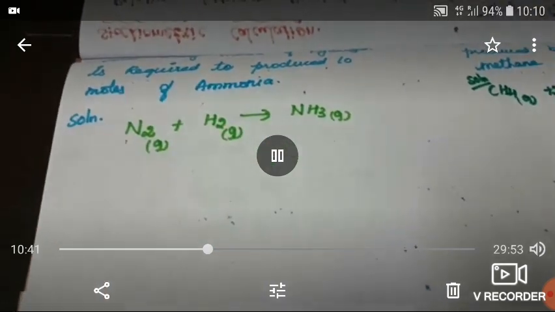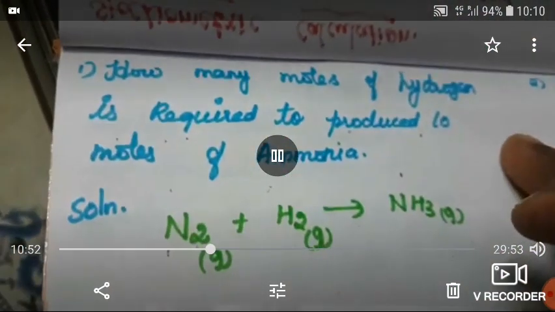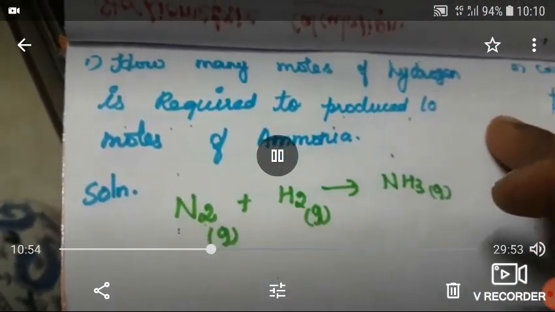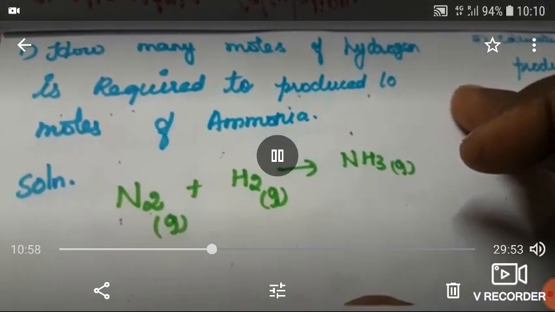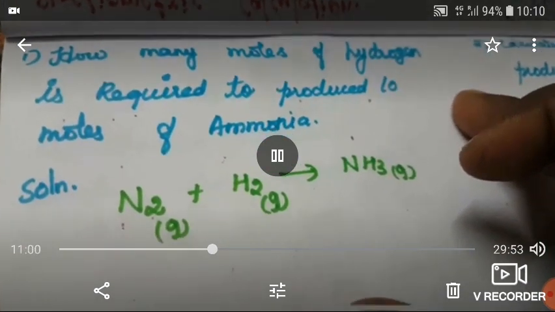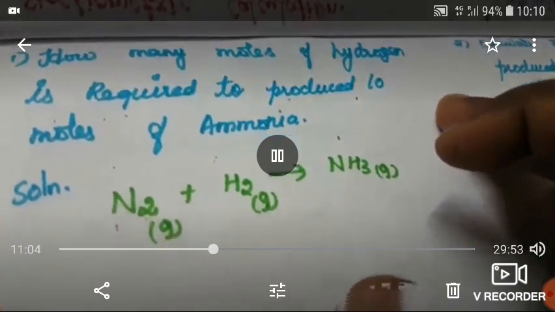Next we are going to see the problems already given in your textbook. This is the first problem, a number of moles calculation. How many moles of hydrogen are required to produce 10 moles of ammonia? So the question is, how many moles of hydrogen do we need to produce 10 moles of ammonia?